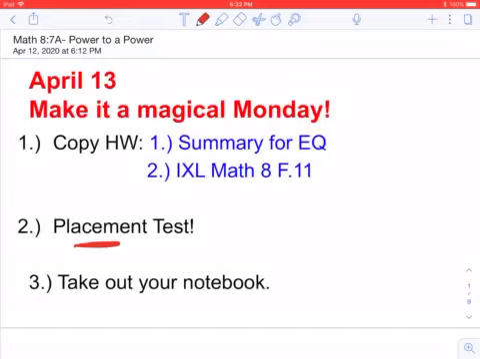Quick notice about the placement test. Please read the notice about the placement test. This is not coming from me. This is coming from the district, and it has to do with your high school placement.